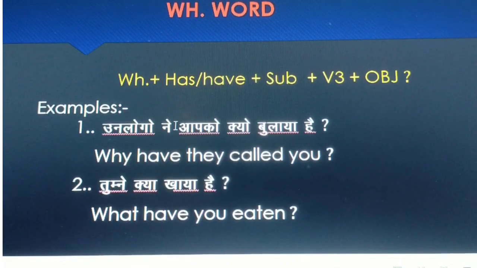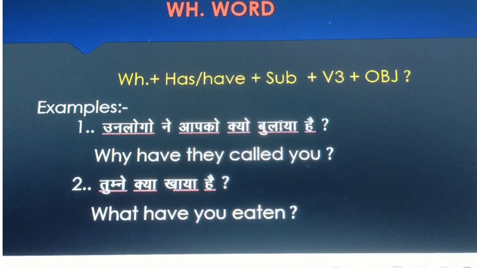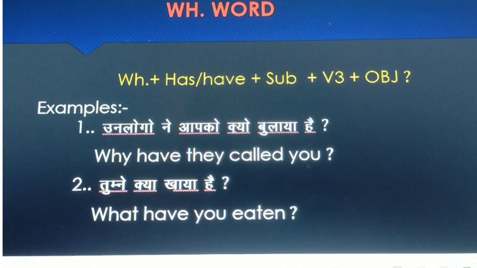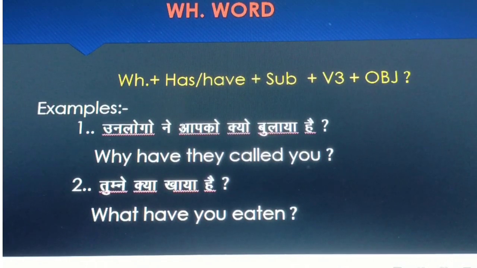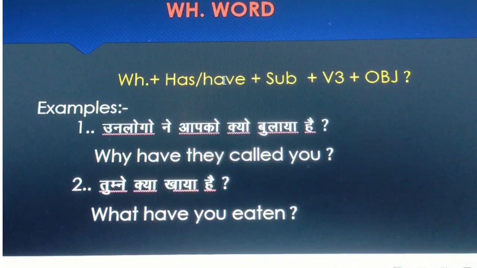उन लोगों ने आपको क्यों बुलाया है? Here the WH word is क्यों, that is why. After WH word we have to use the auxiliary verb like have. Why have is used? Because the subject in this sentence is they, which is plural. So why have they? Verb in the third form call, called and called. Who the object is? That is आपको, that is you.